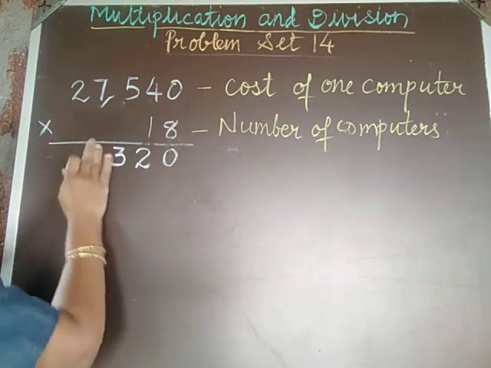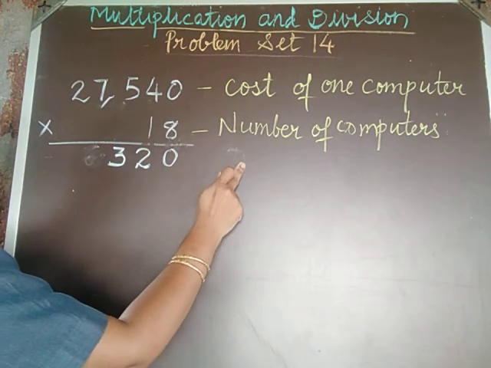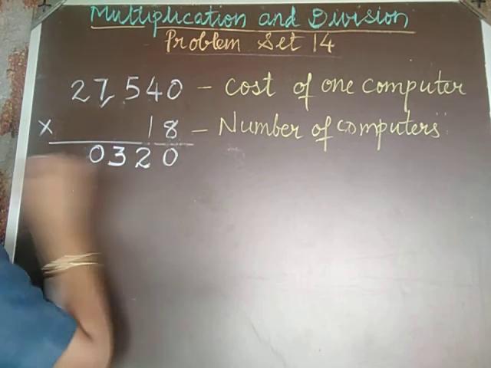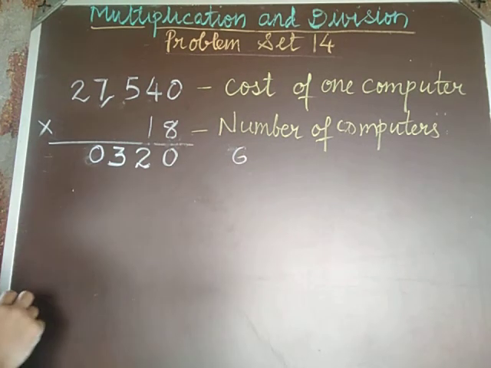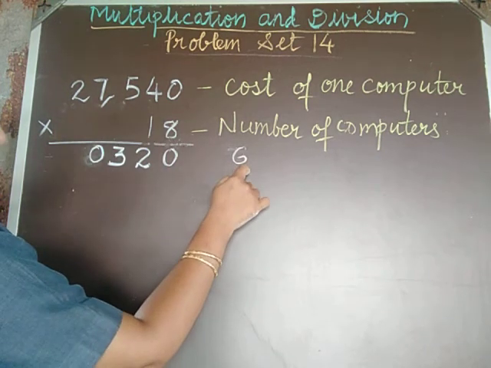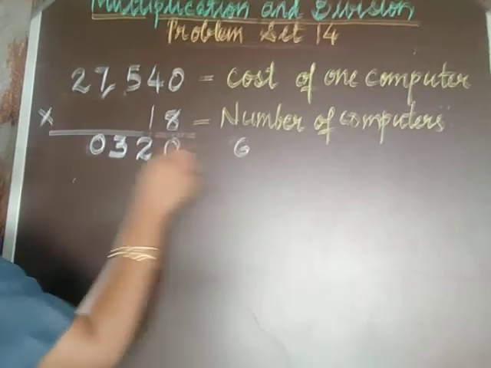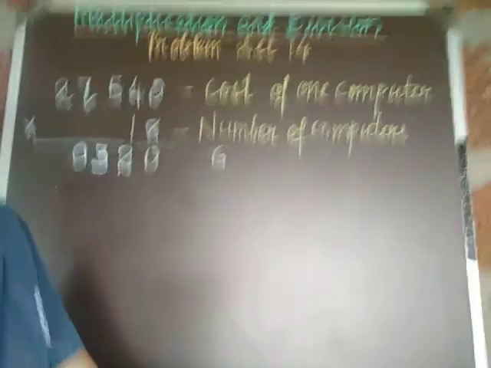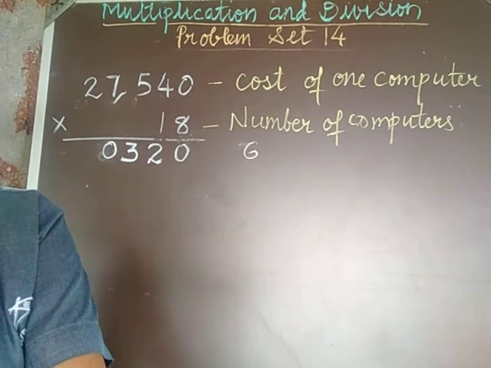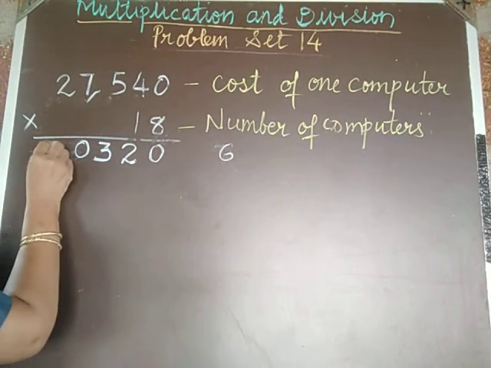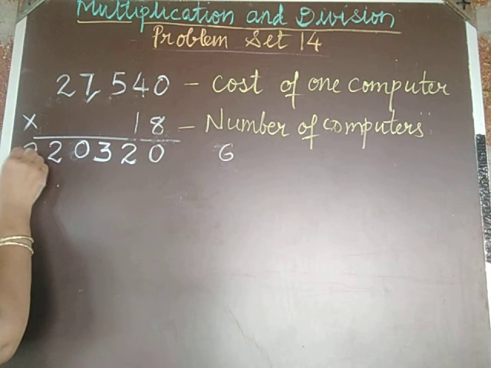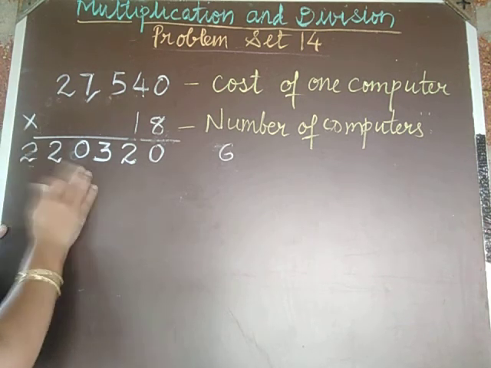56 plus this 4 comes to 60. So carry 6 above. Okay. Now 8 2s are 16. 16 plus 6 is 22. So you write here 22 directly because there is no other number after 2. So you write here 22 as it is.